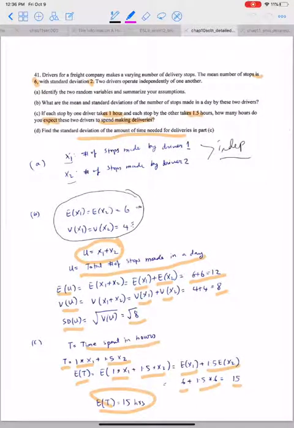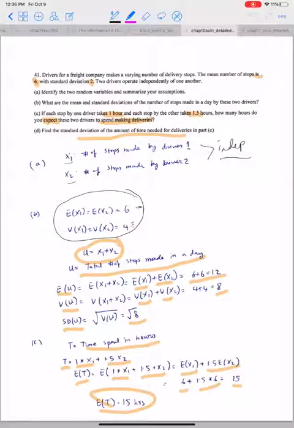So now for question 41, drivers for a freight company make a varying number of delivery stops. The mean number of stops is 6 and the standard deviation is 2. Two drivers operate independently of one another. Identify the two random variables and summarize your assumptions.